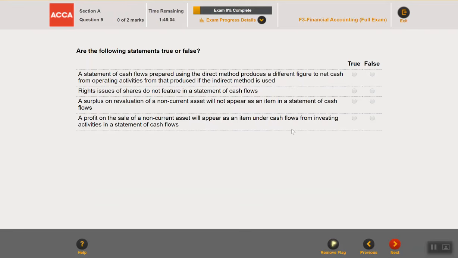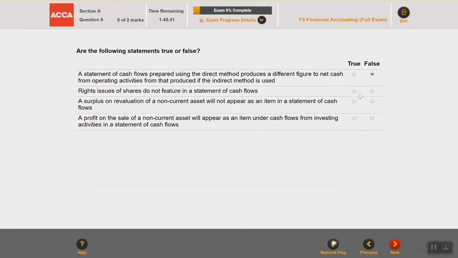Are the following statements true or false? Statement of cash flow prepared using direct method produces a different figure to net cash flows from operating activities than if the indirect method is used. False. Different figure? No, it doesn't. It produces the same figure.